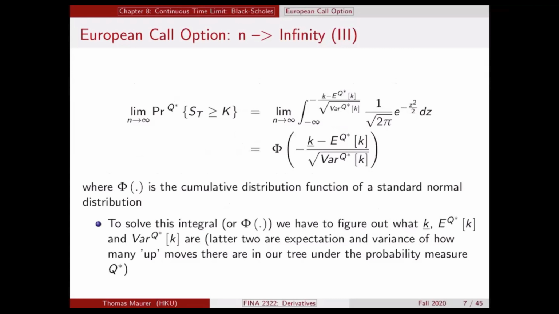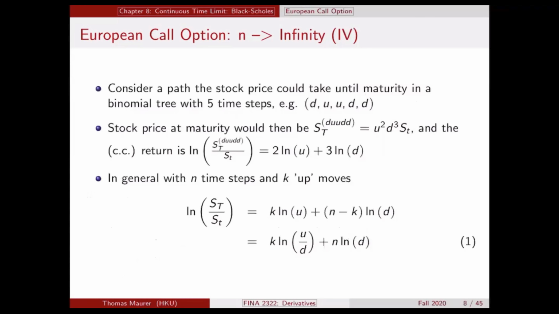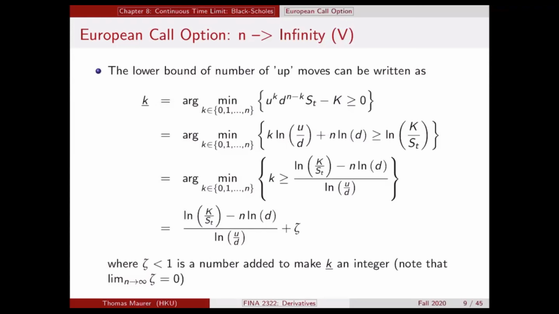Going back very quick again, so our task would be again computing that probability under the Q star measure of being in the money of the call option. For that we need to figure out what is that K lower bar, what is that expectation under the Q star measure of K, and what is the variance under the Q star measure of that random variable K of number of up movements. And so we're going to use that log return combined with then this assumption that returns are normally distributed to figure out these values.